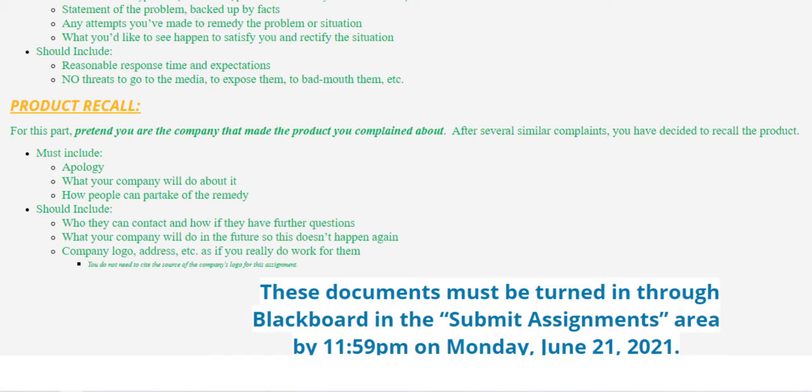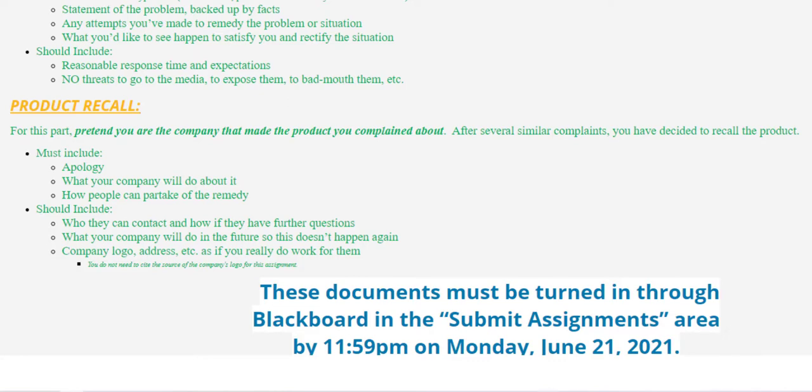You also do need to make sure that you include who they can contact if they have other questions, or what your company is going to do in the future so that things like this just won't happen again. And you also should include the company logo, like a letterhead, as if you're really working for that company. Now, if you're using a made-up company that you made, then you create this. If you're using Sony, for example, you can pull the Sony logo from the internet, and you don't need to use a source or citation for that for these purposes. Since you're only turning it into me in this class, I'm not going to require you to cite those sources.